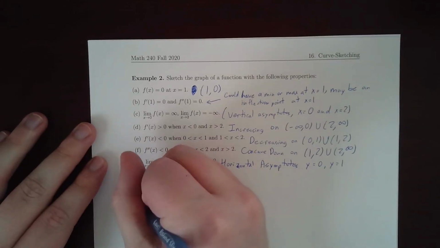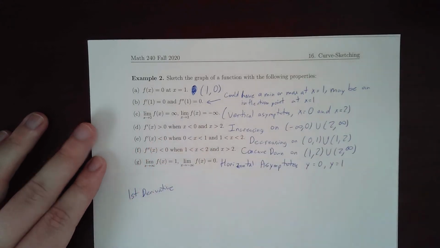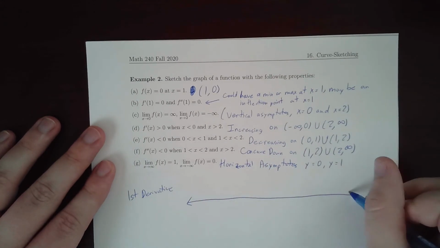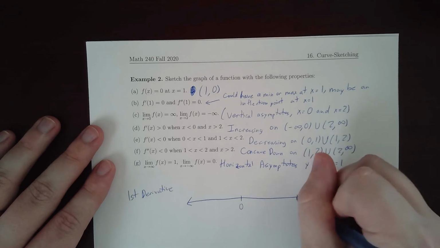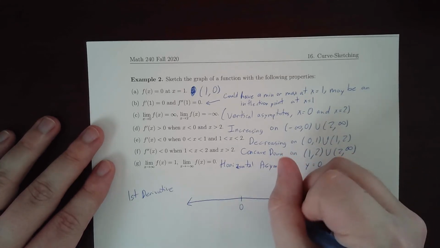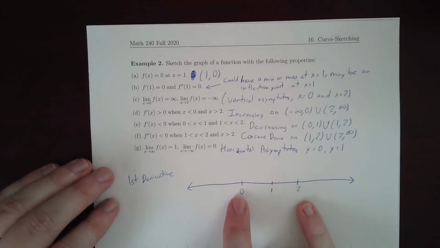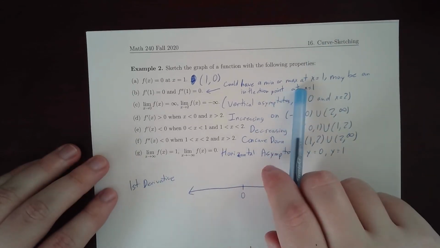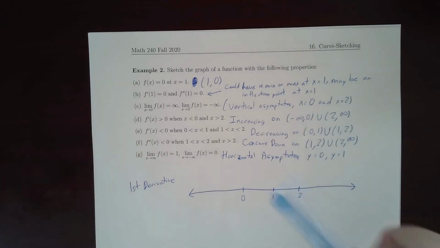So for the first derivative, we know that we're worried about 0, and we're worried about 2, and we know we're worried about 1. So these are where our vertical asymptotes happen, which is why we're worried about those. And we're worried about 1 because we were told that it could be a place where you have a min or a max, or it could be a place where there's an inflection point. We don't know yet.